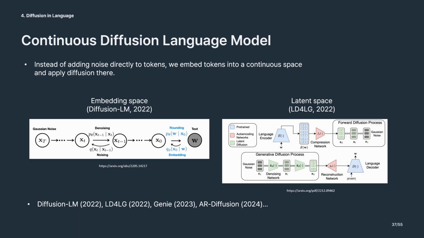On the right, we see LD4LG, which takes inspiration from latent diffusion. Here, an autoencoder is trained to compress text into a compact latent space. The diffusion process is applied in this latent space, and then a decoder reconstructs the original sentence. These two approaches allow us to use powerful continuous denoising techniques while still working with discrete language data.